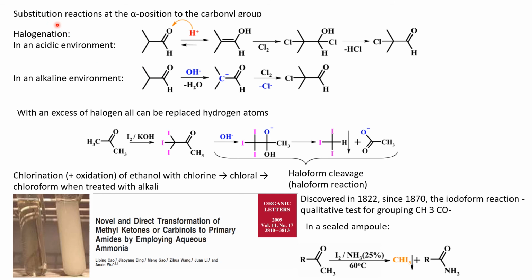Next reaction, substitution reaction at the alpha position to the carbonyl group. Halogenation in an acidic environment, and in an alkaline environment. With an excess of halogen, all alpha hydrogen atoms can be replaced. Haloform cleavage, the haloform reaction. Chlorination plus oxidation of ethanol with chlorine gives chloral, which gives chloroform when treated with alkali.